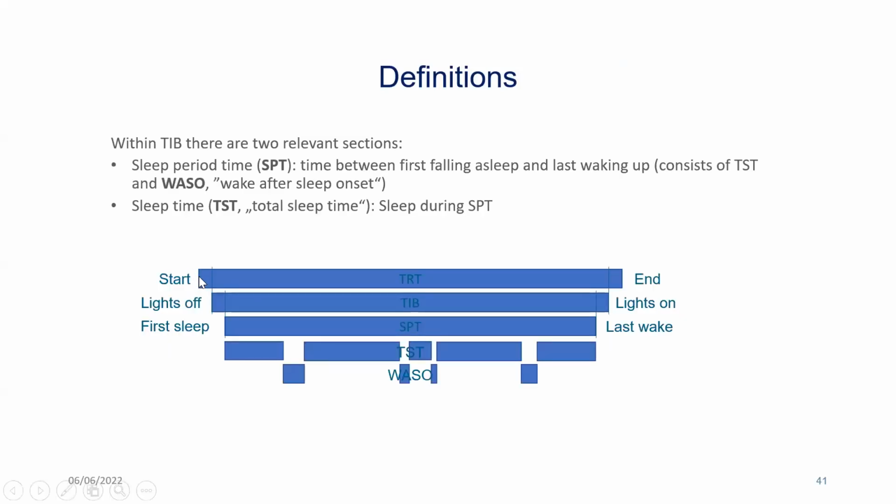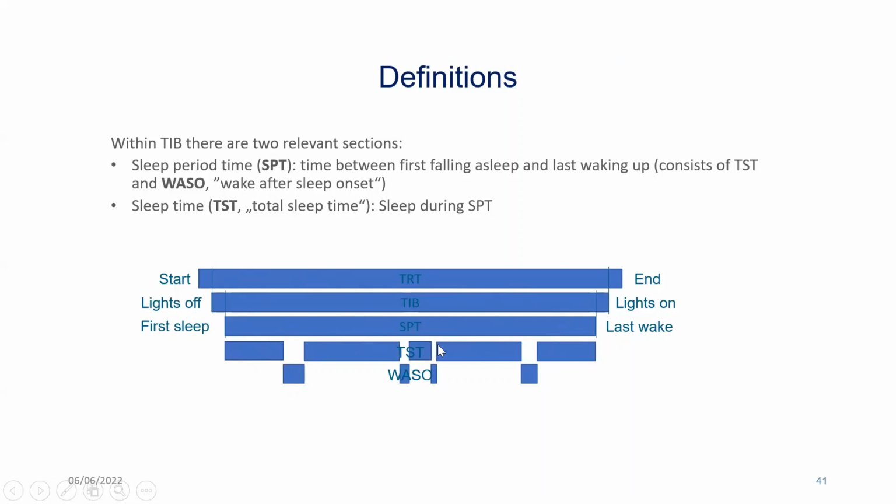Basically, we started the recording here. This is the start time and this is the end time, so this is called total recording time. Here we define lights off and here lights on, so this is time in bed. This is the first sleep and this is the last wake, so this is called sleep period time. And this is called total sleep time.